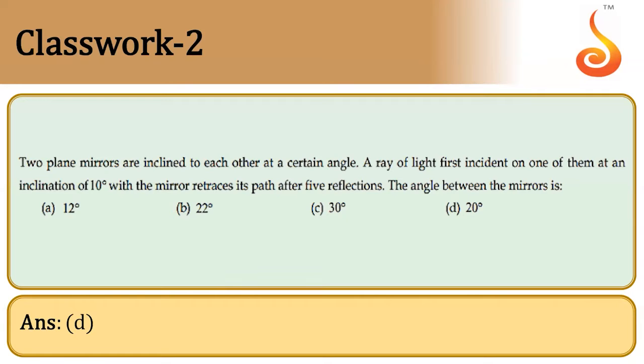Two plane mirrors are inclined to each other at a certain angle. A ray of light first incident on one of them at an angle of inclination of 10 degree with the mirror retraces its path after 5 reflection. Find out the angle between the two mirrors. So, what did he tell us in the question?